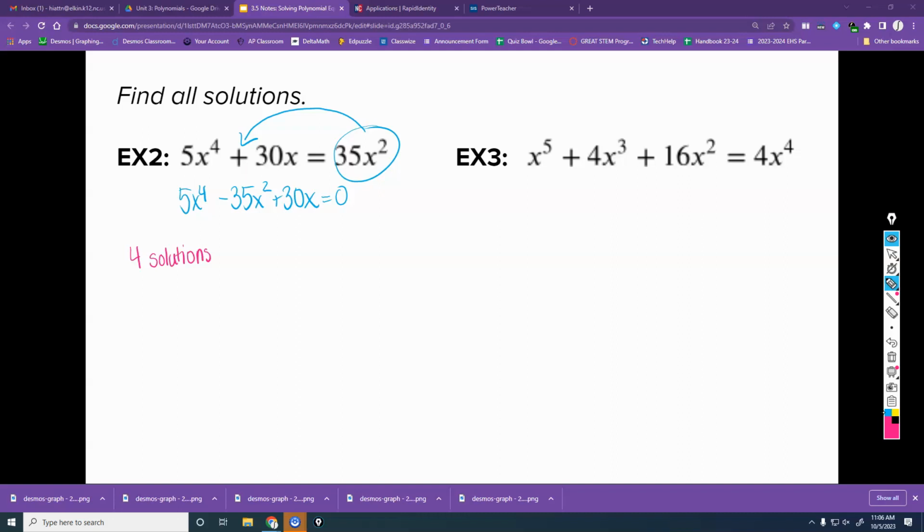Don't put equal 0 up on the end. Yeah, do not put the equal 0. So you're looking for.